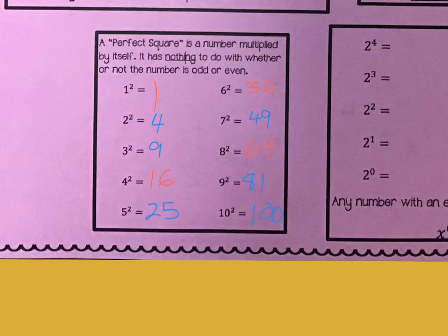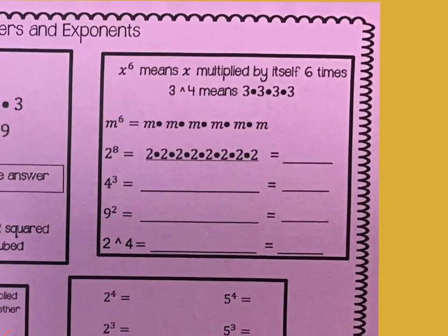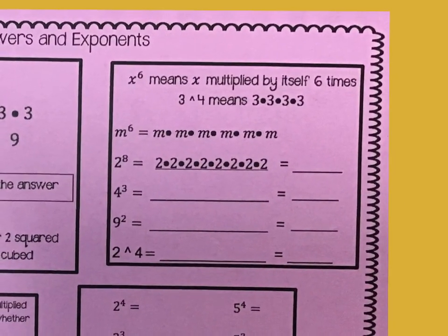Let's move on to this section right here that says x to the 6th power, which means x is multiplied by itself 6 times. This is also a different way that you can show a power. So if you were going to do it in some calculators, this is called the caret key, and it means the same thing. So 3 to the 4th power. So 3 times 3 times 3 times 3.